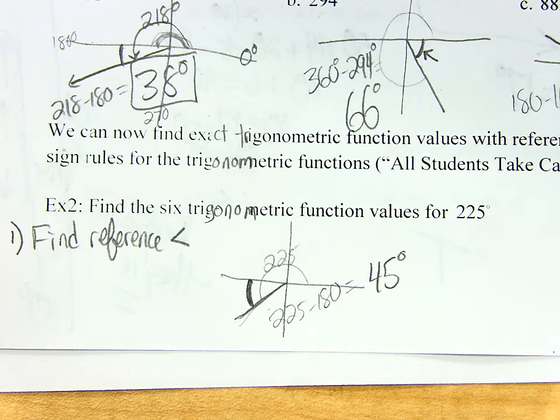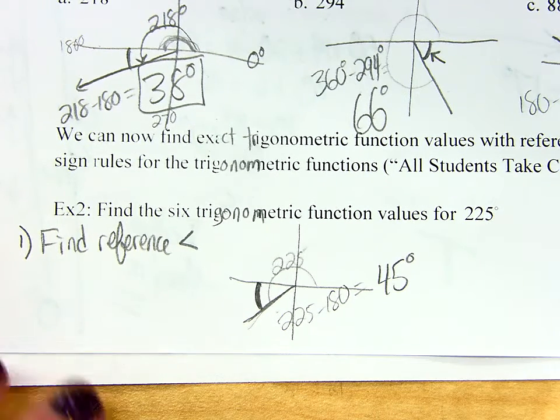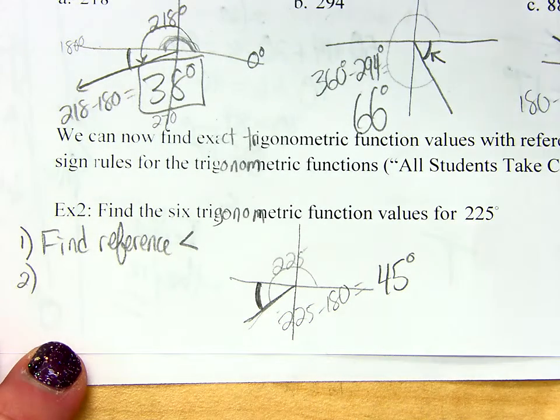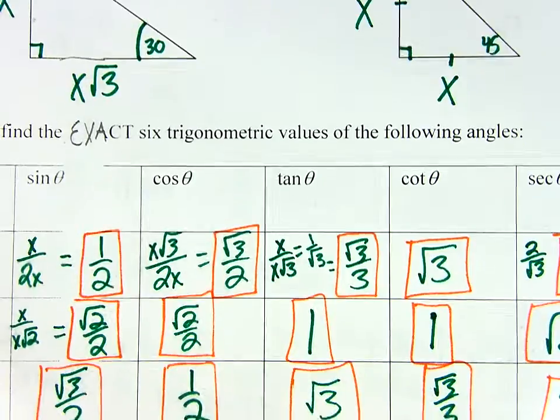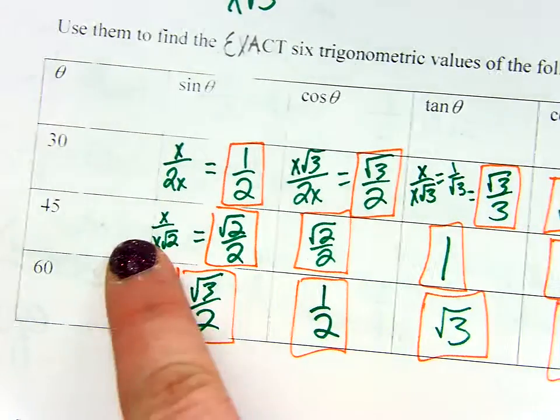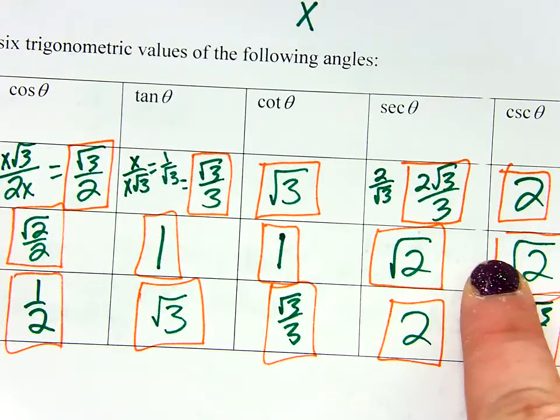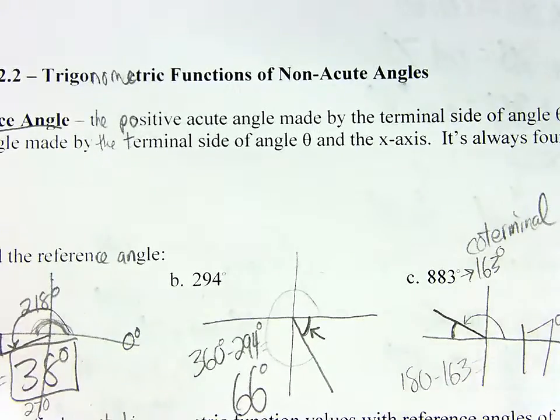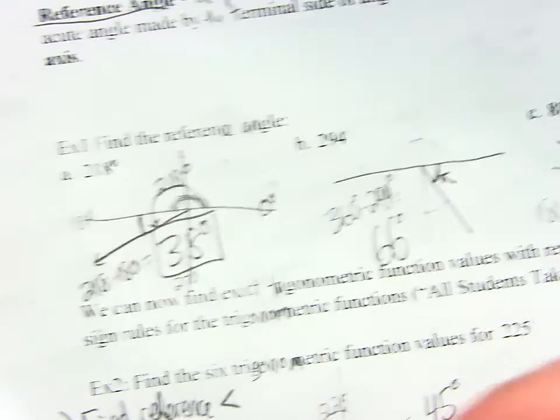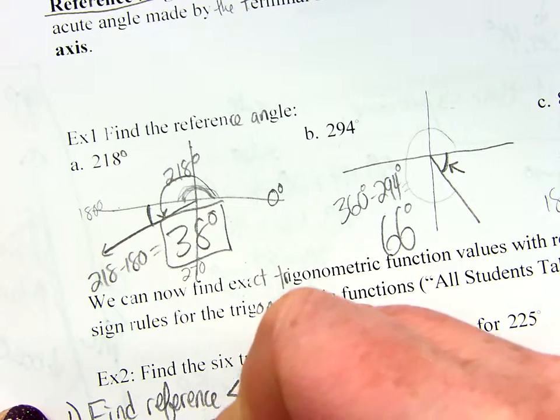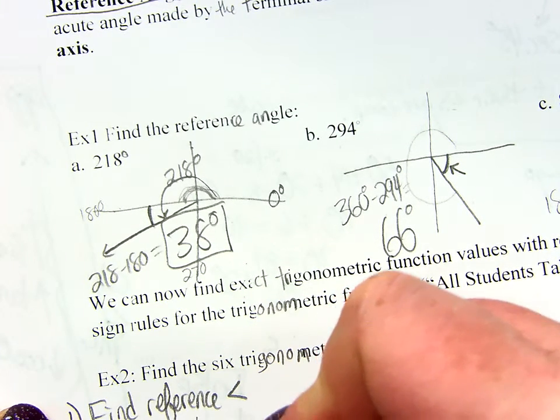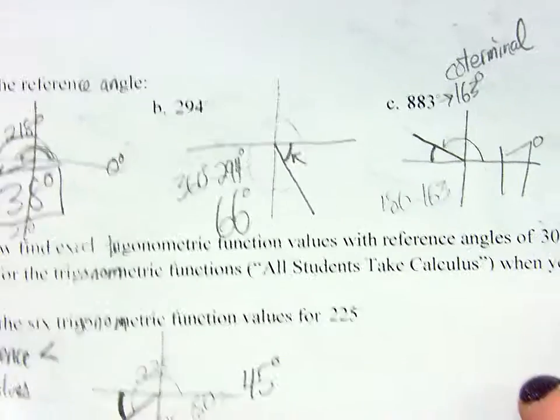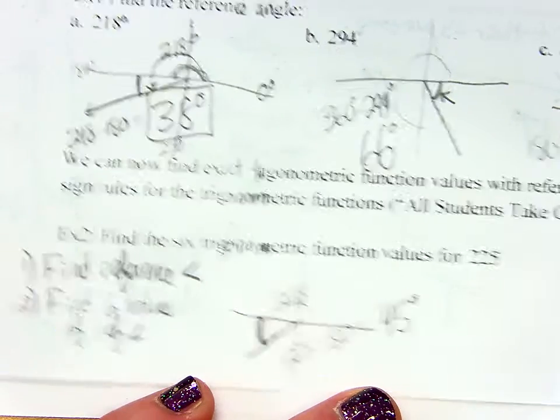Okay, so now I know my reference angle is 45. Now, they want the 6 trig functions for this. You know that from your chart right here. So here's my 6 trig functions for 45. I have them right in this chart, so I am just going to jot them down quickly. I know it's a little annoying, but what are you going to do? So step 2, find 6 values of the reference angle, which I already have.